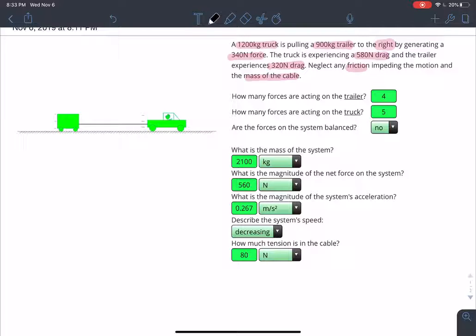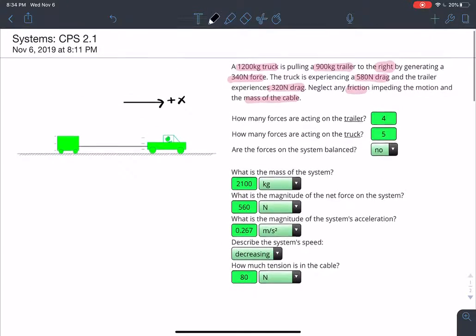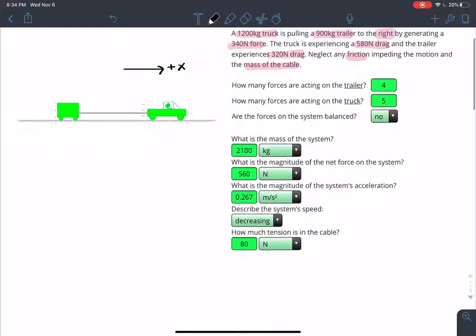The first thing I'm going to do is identify a motion coordinate system. Since my truck is driving to the right, I'm going to define the right way to be the positive x direction. Okay. I'm then going to begin by doing a free body analysis of the trailer. So I'm going to draw my dot.